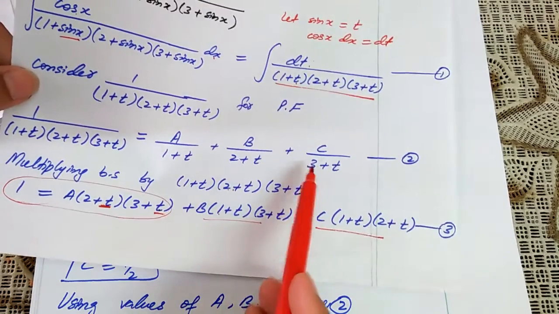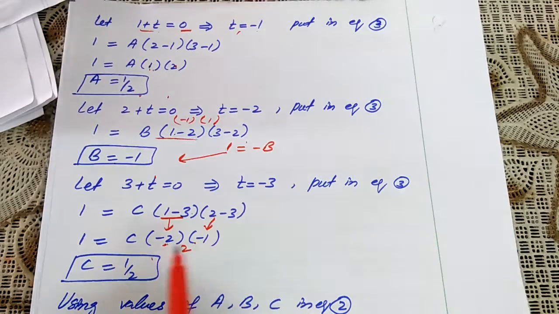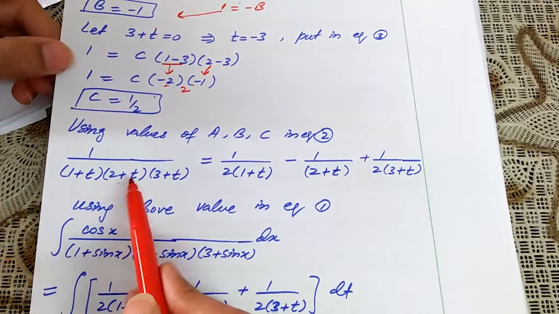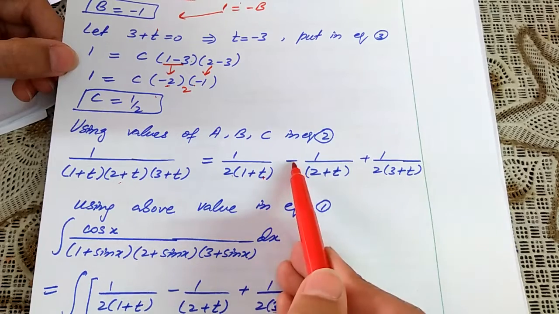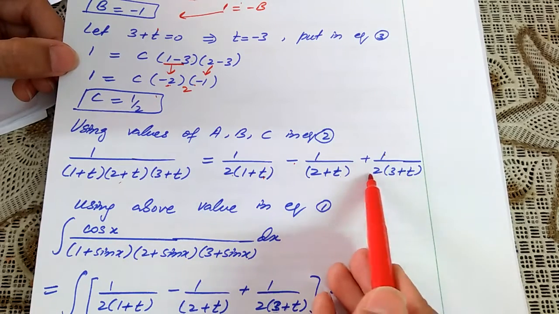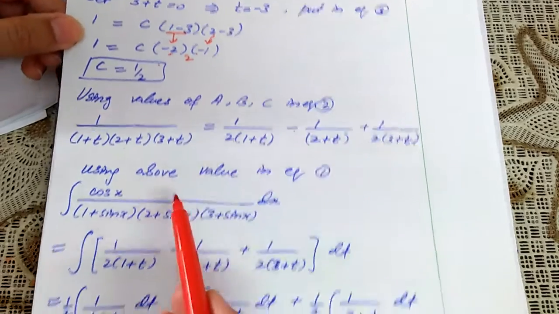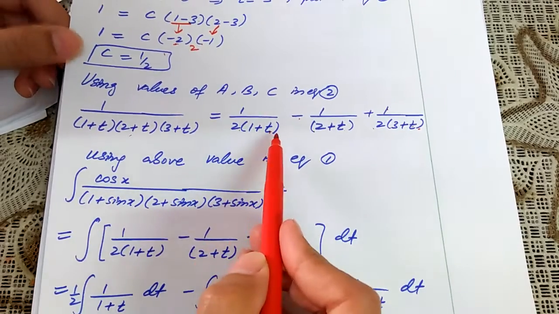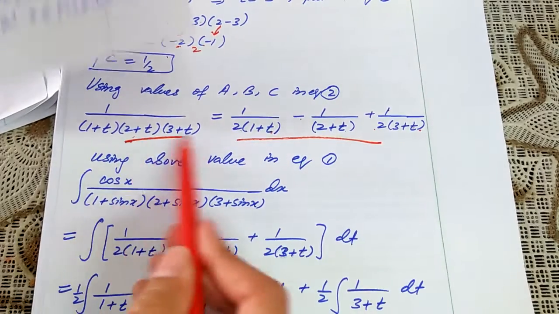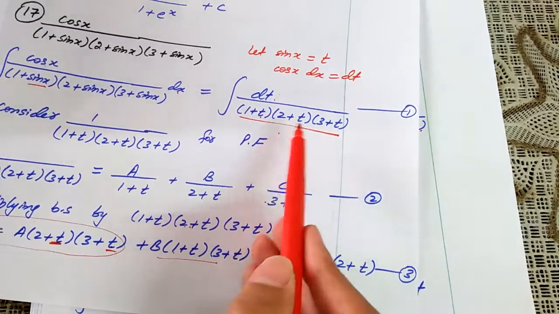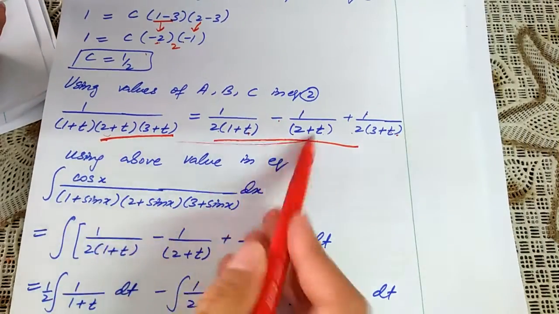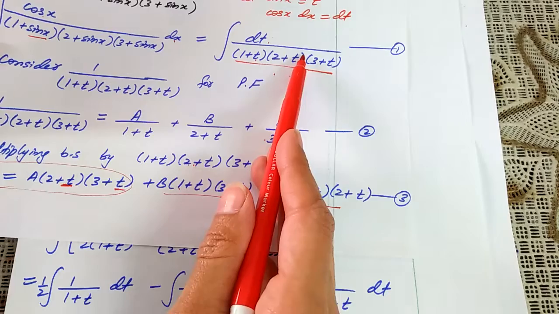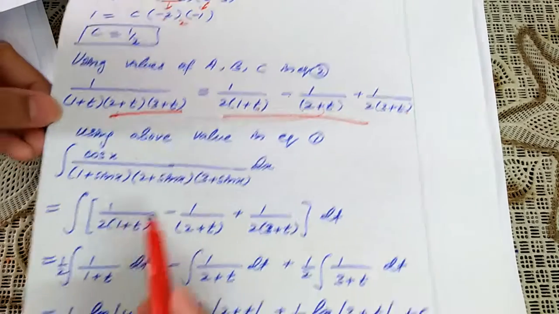Just replace these values in equation number 2. We'll get 1 over (1 plus t)(2 plus t)(3 plus t) equals 1 over 2 into (1 plus t) minus 1 over (2 plus t) plus 1 over 2 into (3 plus t). Now we know that this thing was used here in equation number 1. So just replace this whole answer of partial fraction in equation number 1. We'll get the left hand side equal to this thing.